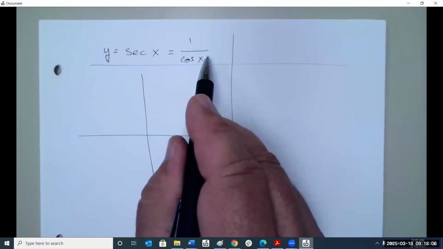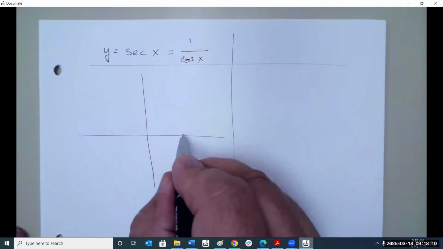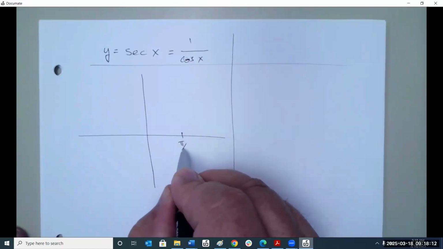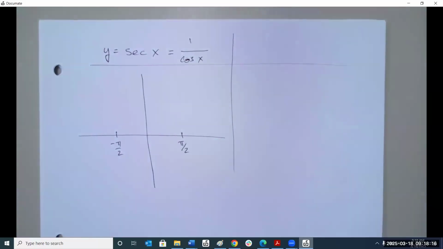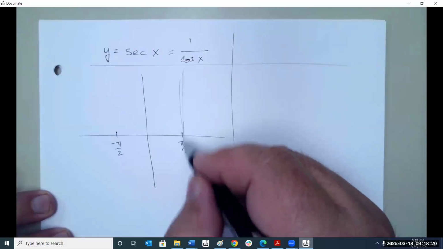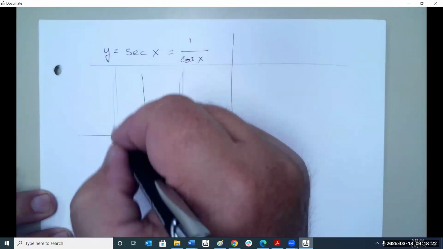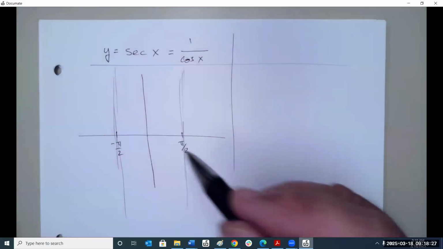It's a fraction, so it has asymptotes. Where is cosine equal to 0? Pi over 2, negative pi over 2. Those are my vertical asymptotes.